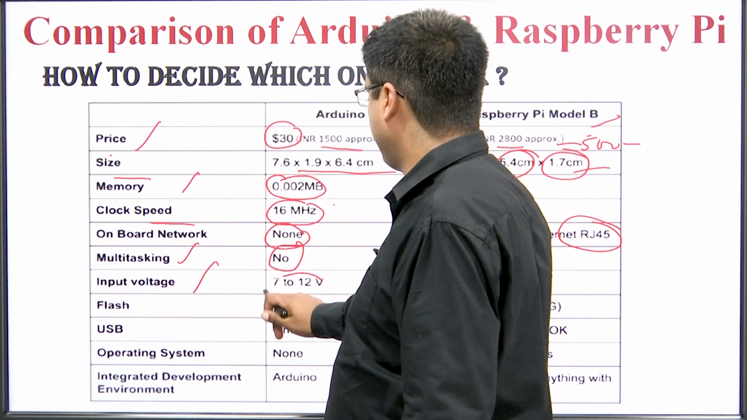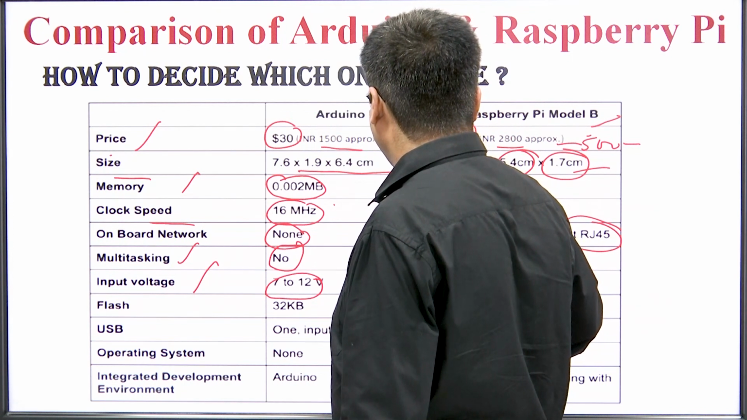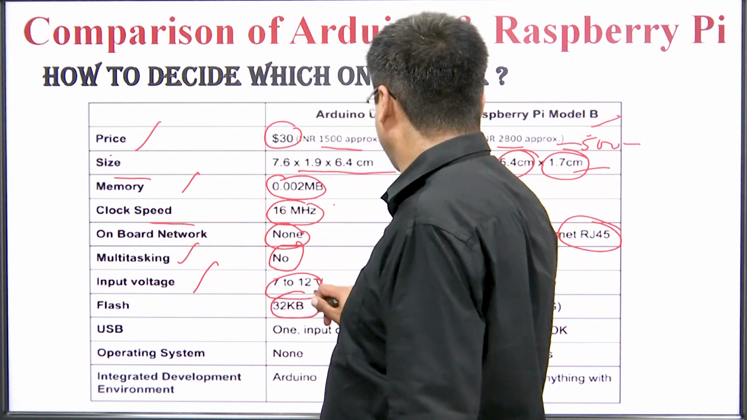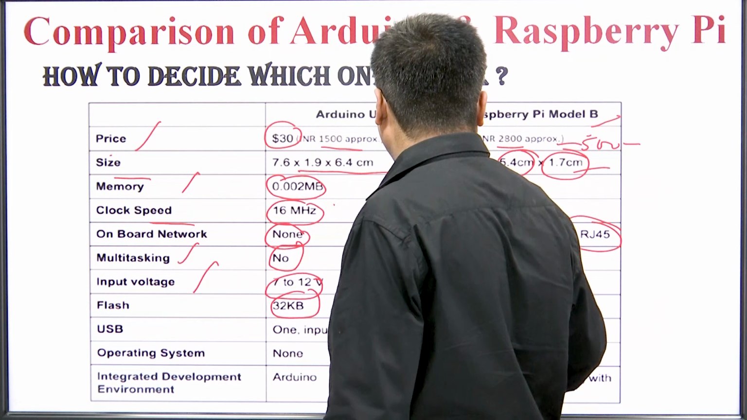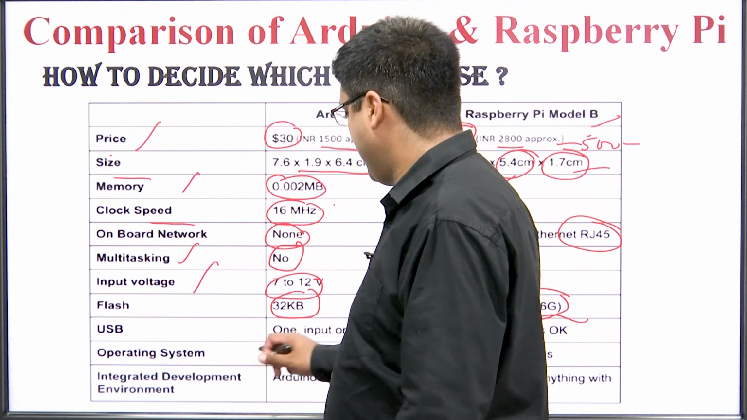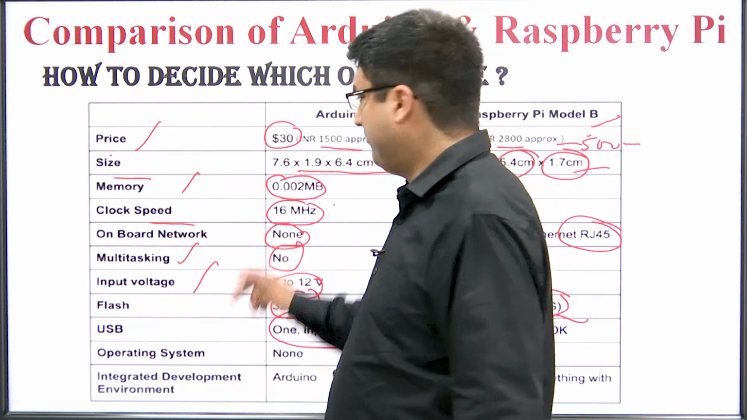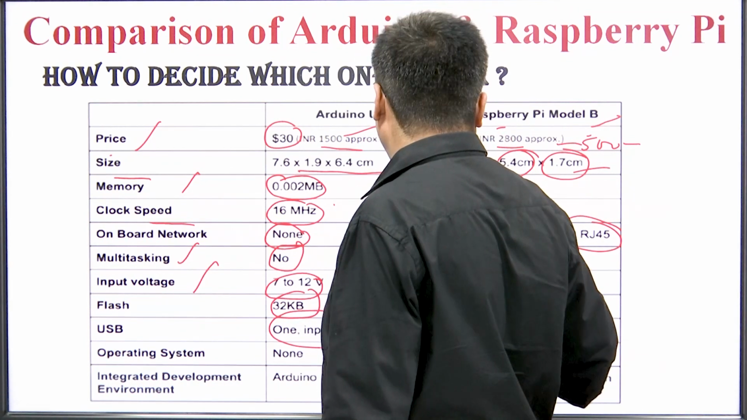Input voltage range is 7 to 12 volt for Arduino, but here the input voltage is 5 volt only. Arduino has a flash memory of 32 kilobyte. Raspberry Pi is not using flash memory. It has an SD card slot with 2 to 16 gigabytes of space. There is only one USB port in case of Arduino, but in case of Raspberry Pi there are 2 to 4 USB ports.